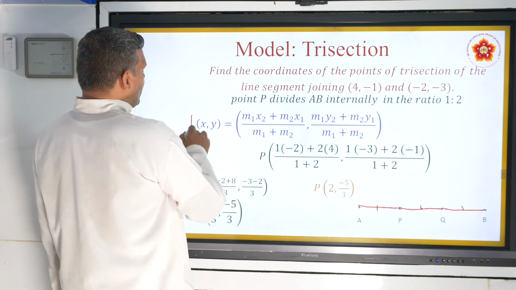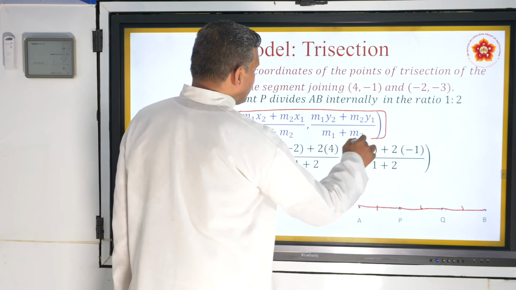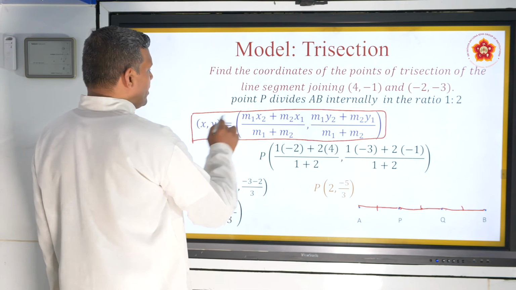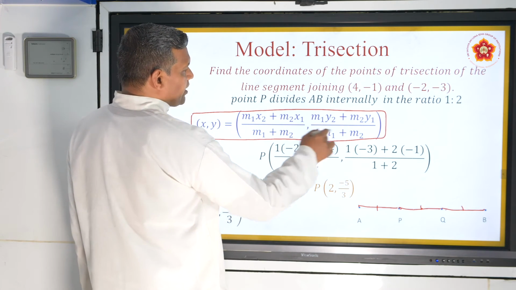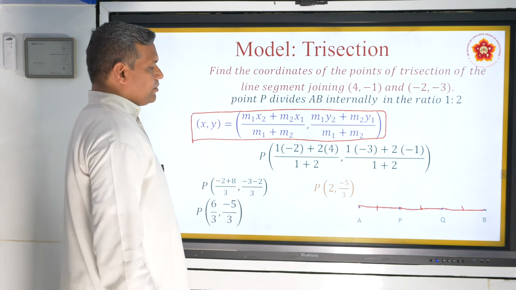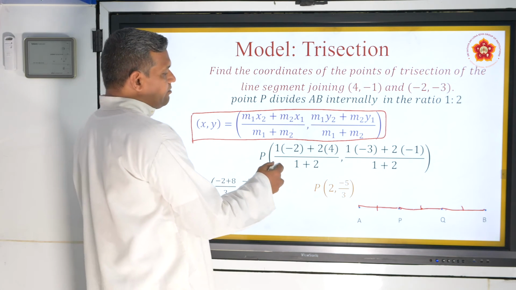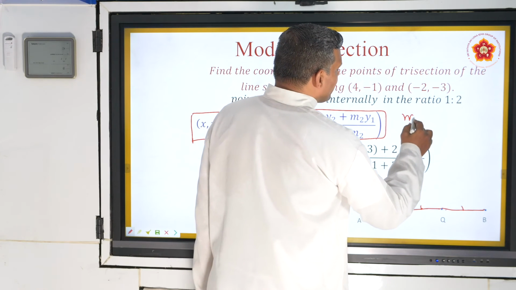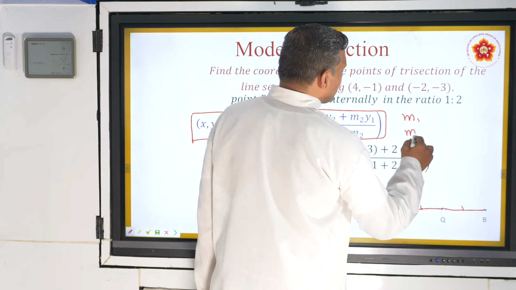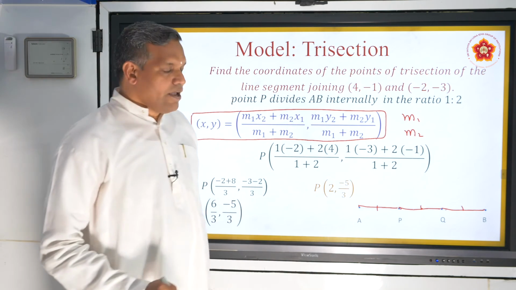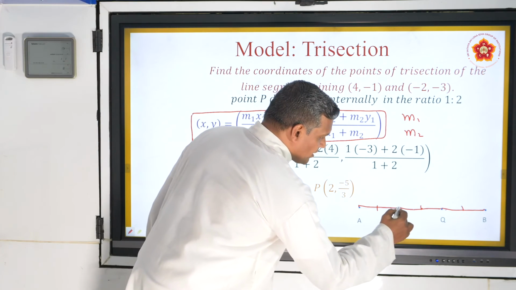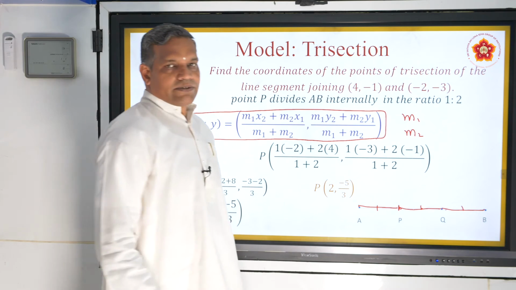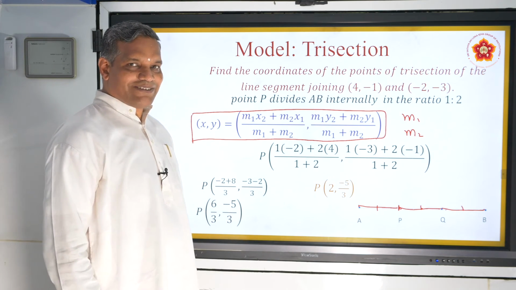So I got my formula, the normal section formula, you remember, right? Then substitute the values. But when you are substituting you will get a doubt: from where do I get m1, from where do I get m2? Because m1, m2 is the ratio, right? When they are taking this point P as your reference point, tell me what is m1 and m2? Difficult to guess, huh? Okay, look into it.